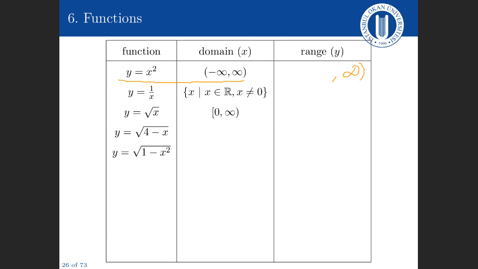Is the number 0 in the range? And the answer is yes, because 0 squared is equal to 0. So 0 is in the range. What about a negative number, for example, minus 1? Is minus 1 in the range? Is it possible to have minus 1 equal to x squared, for x a real number? And the answer is no. The smallest possible value of y is 0. So the range must be the interval from 0 to infinity.